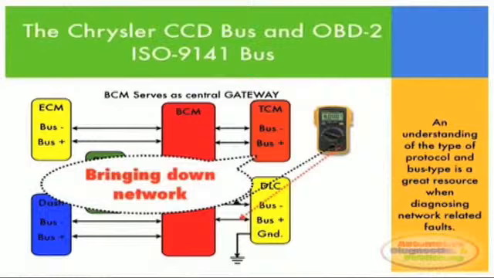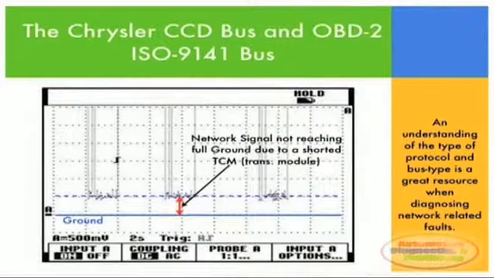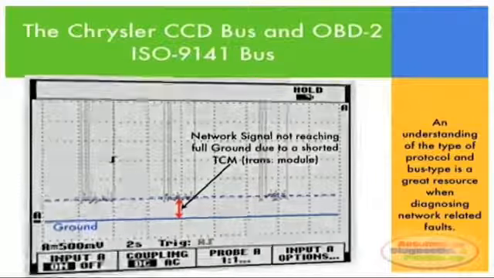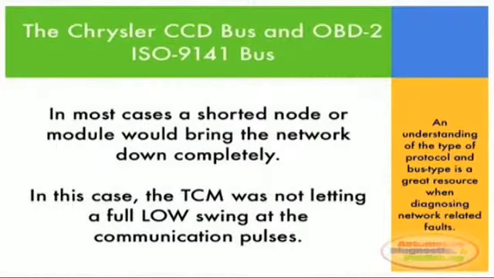In our case study, the TCM was faulty and not allowing other unrelated modules to do their job. Remember, most systems are heavily networked. A fault to the dash module may cause the transmission not to shift. There are many scenarios that can happen. In this case, the TCM or transmission module was not letting the network pulses reach a full low, floating ground level, and the other modules or nodes could not communicate.